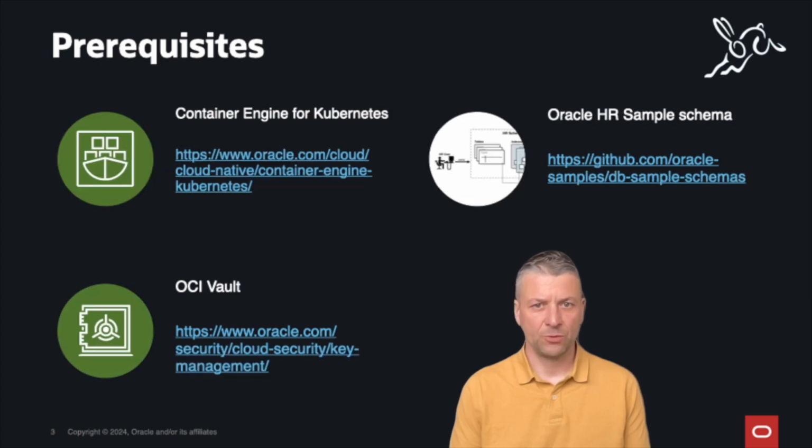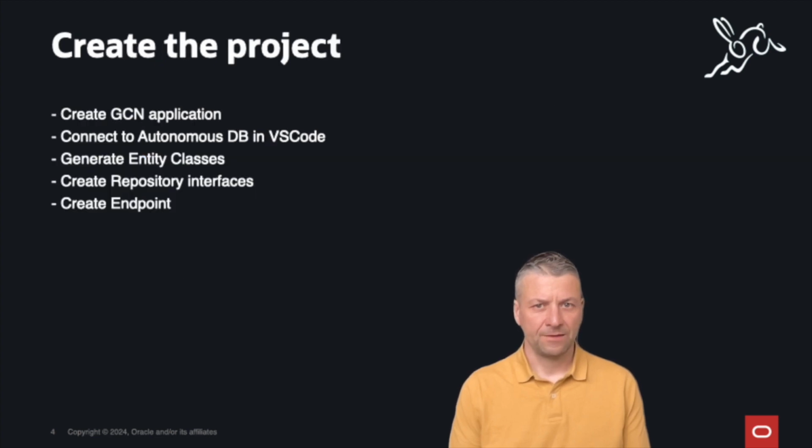We have a few more preparations: provisioning an Oracle Autonomous Database, populating the HR Oracle sample schema, creating an OCI Vault, and setting up the Oracle Engine for Kubernetes. These are foundational steps for our project. We will start by creating our Graal Cloud Native application, then move on to generating entity classes and repository interfaces for accessing the data. We will conclude the development phase by creating REST endpoints.